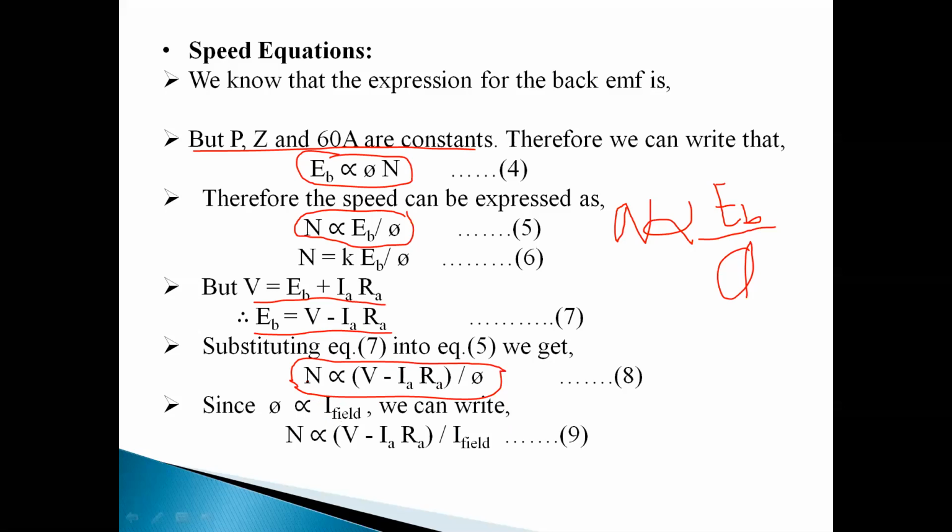So the speed of the motor depends upon armature current I_a and field flux. This field flux is obtained from the field winding. That means flux is proportional to field current, or shunt current. So replacing the flux with the field current, N is proportional to V minus I_a R_a by field current.